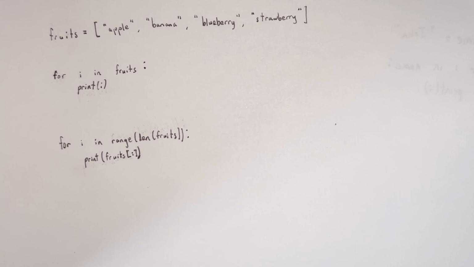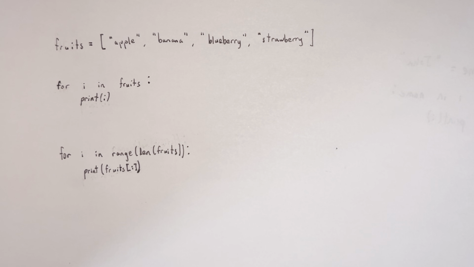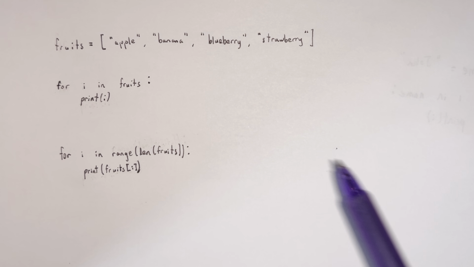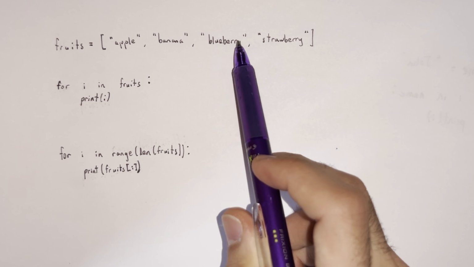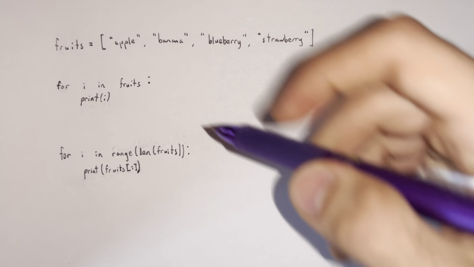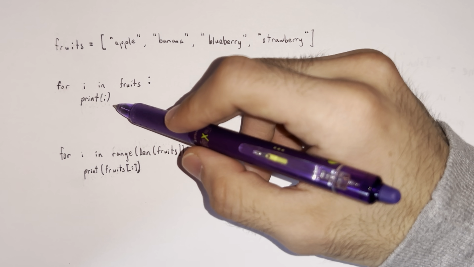Okay, so now we're gonna run through a couple of for loops now that we've gotten range and len covered. So let's talk about this list. We have this list called fruits, and fruits has an apple, banana, blueberry, and strawberry in it. We have 4 fruits. So if we wanted to look at the fruits, this is how we could go about it. We could say for I in fruits and then print I.